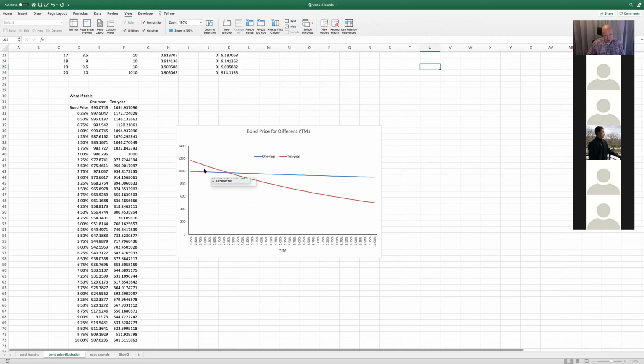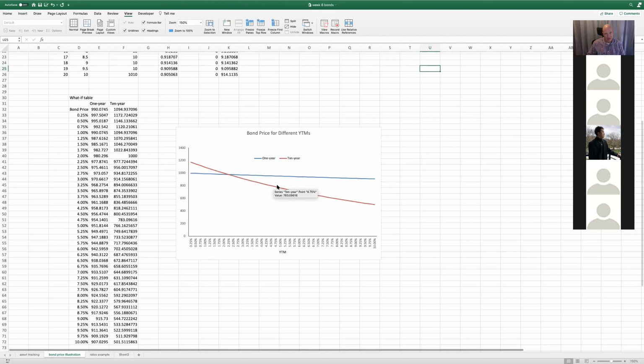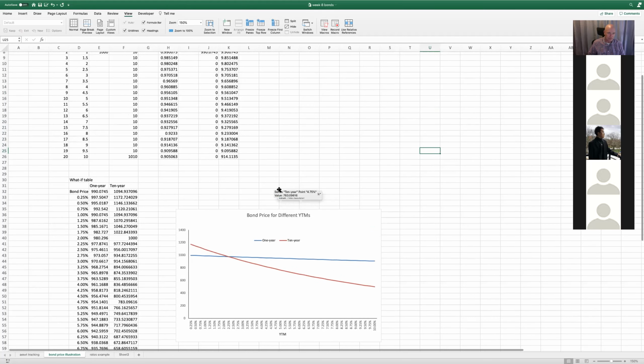And what it does, this is a 10-year note right here, and it gives the bond price for different yield to maturities. So right here we're at 0.25. We have this bond price, and here at 10% yield to maturity, we have this price. These are all calculated within this worksheet, and let me show you how we did this.